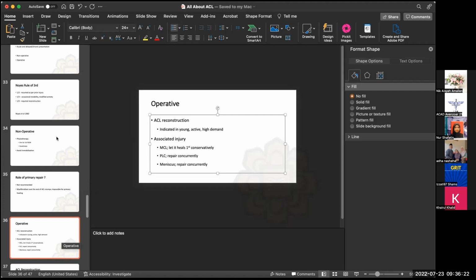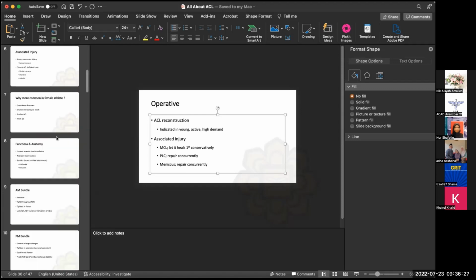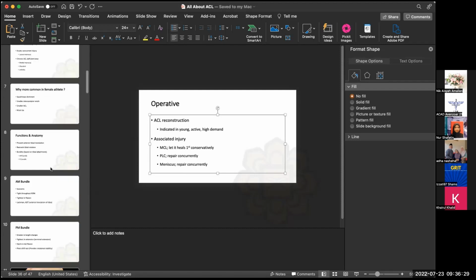Okay, that's for the ACL and the meniscus. Any other questions? Any questions regarding ACL and also meniscus?